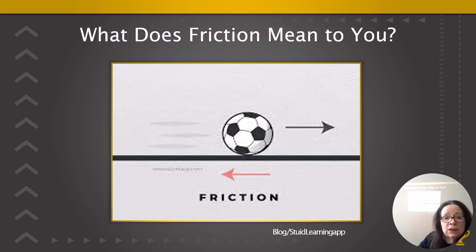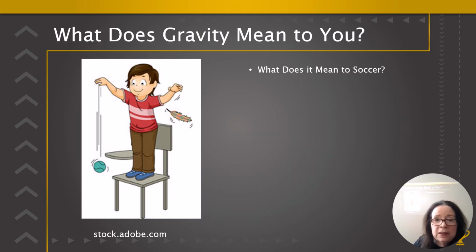What does friction mean to you? Basically, it means that there are two forces usually applying pressure in opposite directions. When the forces are equal, the object stays in one place. But when there is more force applied on one side than the other, then the object will react to the side or the force that is applying the greatest pressure. What does gravity mean to you?